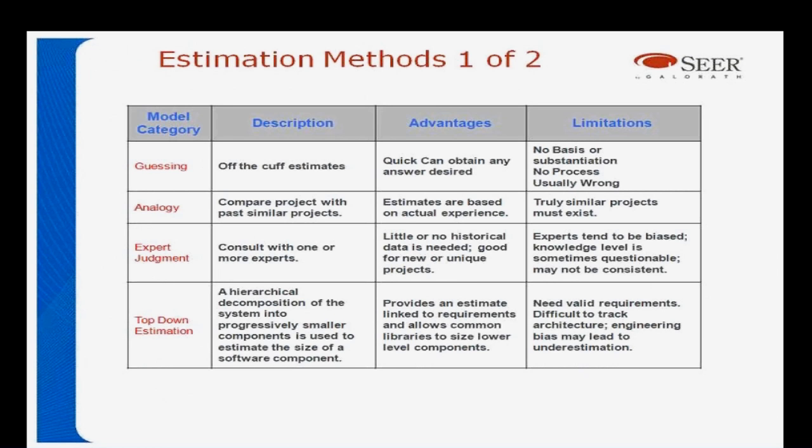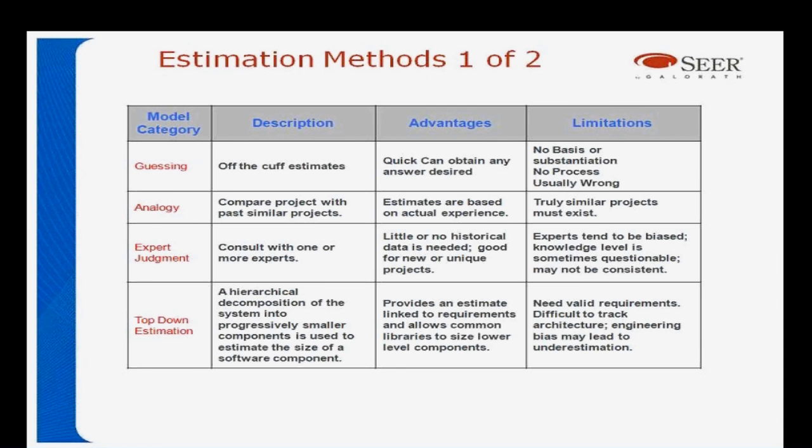There are lots of ways of estimating. The most popular one, unfortunately, is guessing. There's no basis or substantiation, and it's usually wrong. But people often do that, and then they go along with projects that end up getting in trouble because they weren't right in the first place. They weren't even in the ballpark. Analogy is a good thing, by looking at existing systems and saying, well, this is a little tougher, a little easier. Expert judgment, hopefully, is a better form of guessing where you've got experts that have done this before and have better opinions.